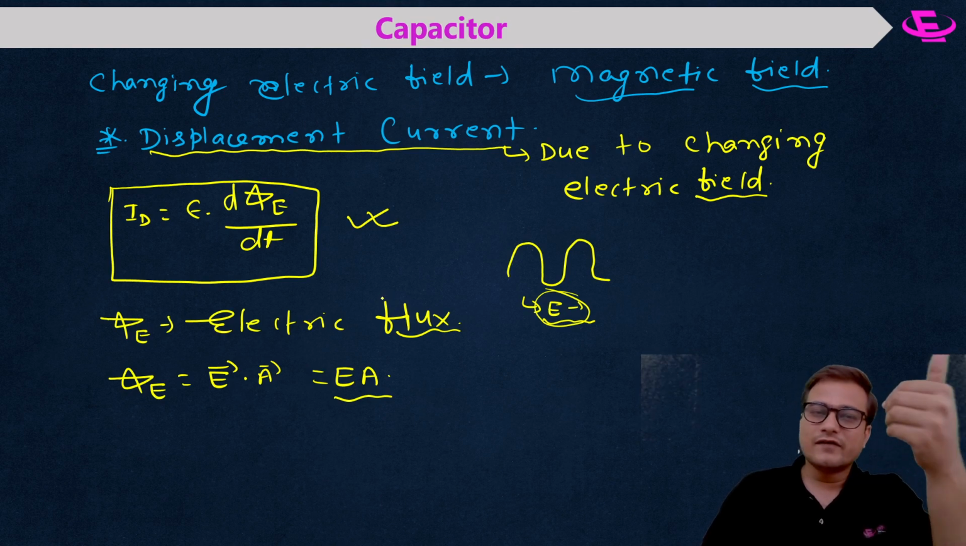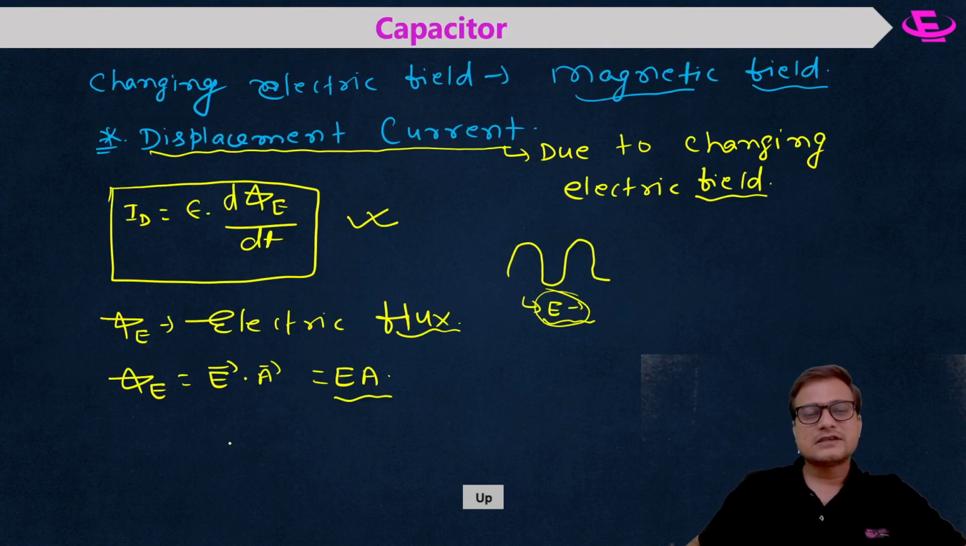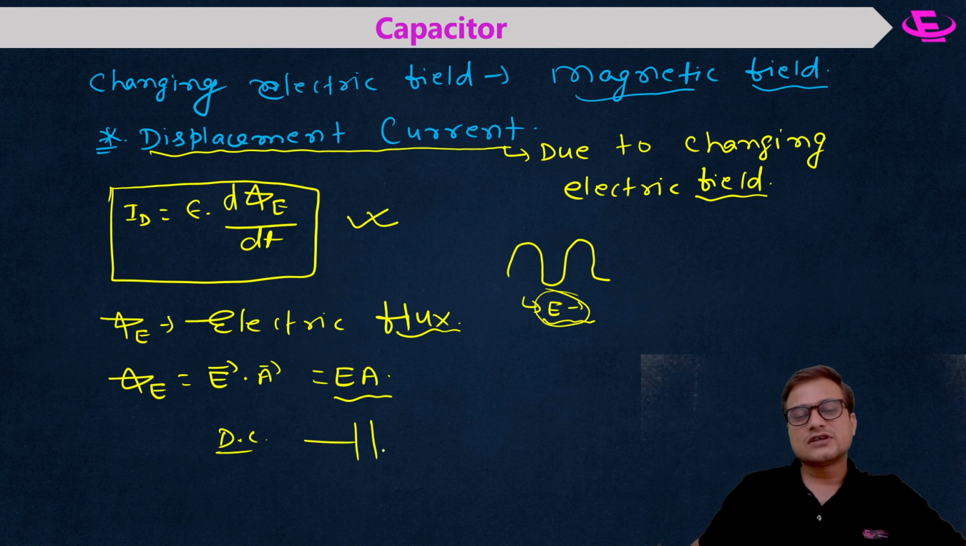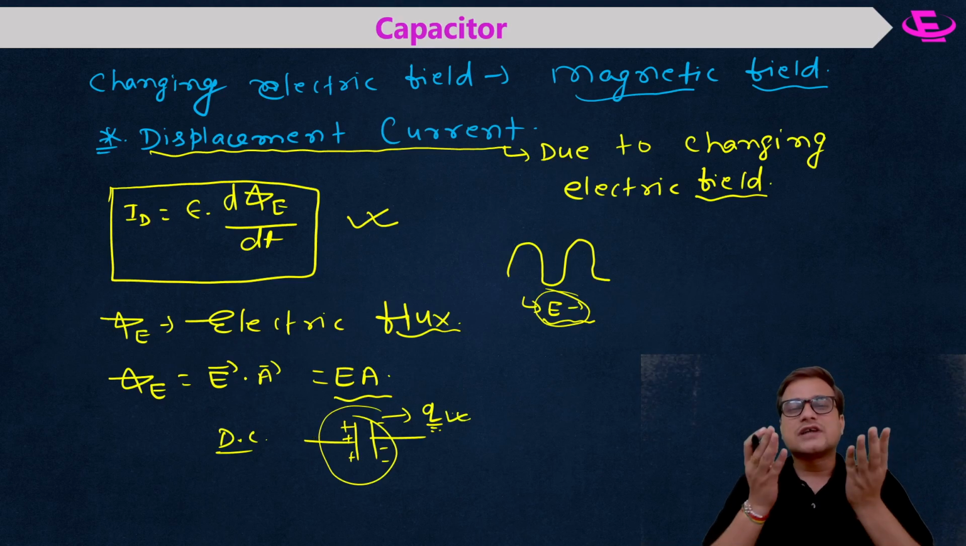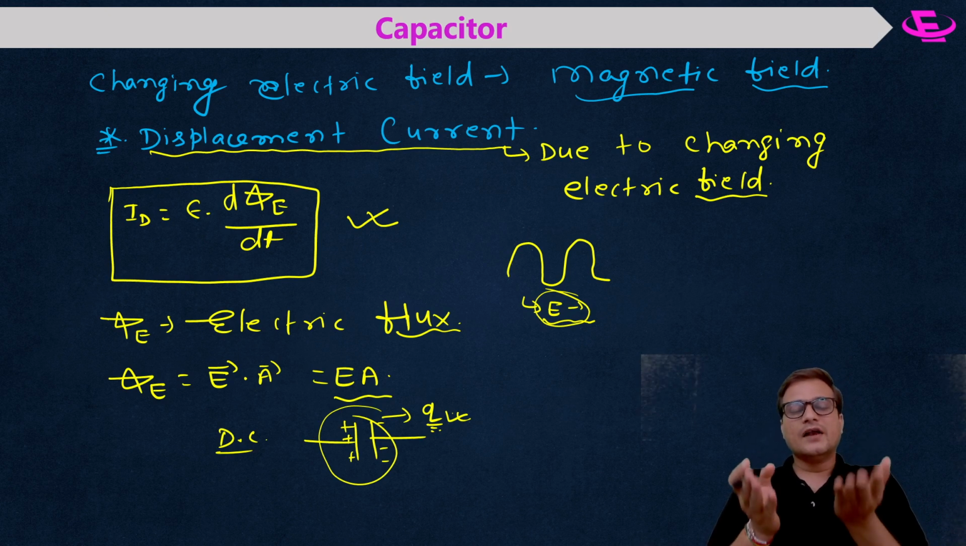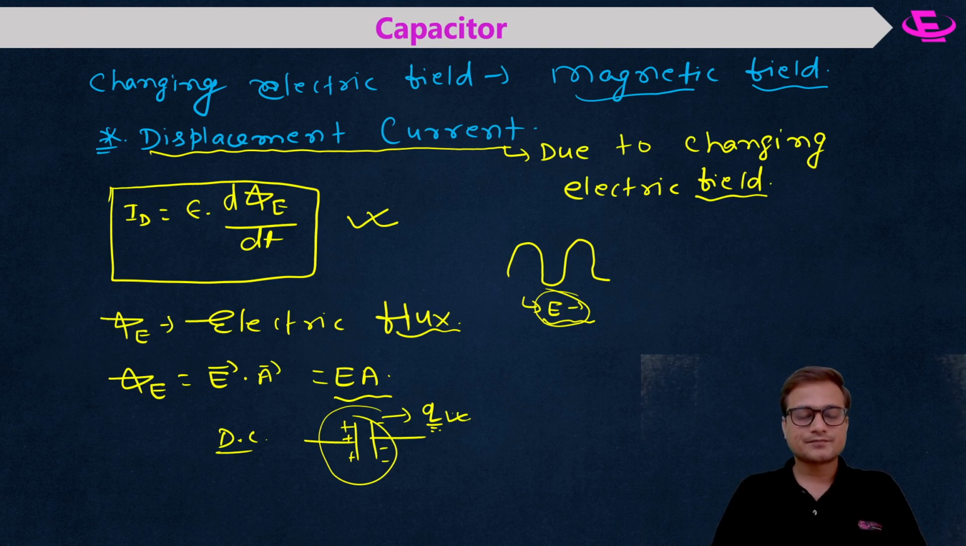But for the case of DC, what happens? If you are applying DC, initially the switch is on, and within some time the capacitor gets fully charged. Once the capacitor gets fully charged, you can say that it is storing charge Q, and after that the capacitor acts as an open circuit, because the current becomes zero. Until and unless there is a changing electric field, only then will there be current.